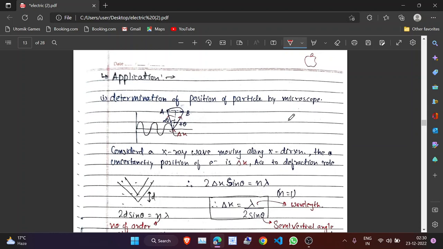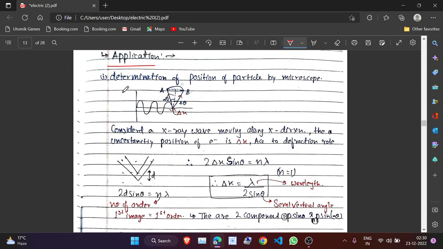Let's move further. The applications of Heisenberg uncertainty principle. The first application is determination of position of a particle by microscope. Here we have considered an X-ray moving in the X direction. This is an X-ray moving in the X direction, which is the X-axis.